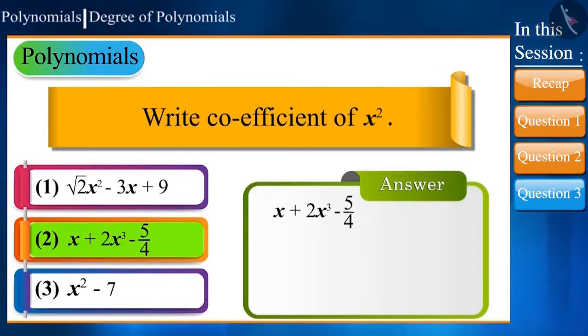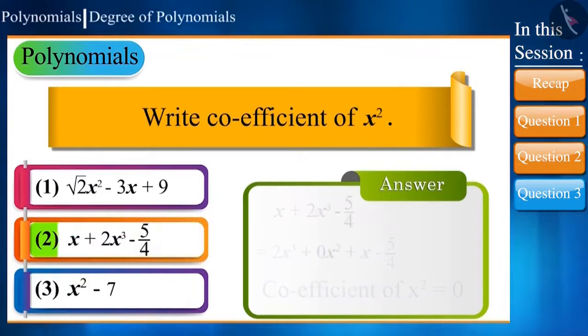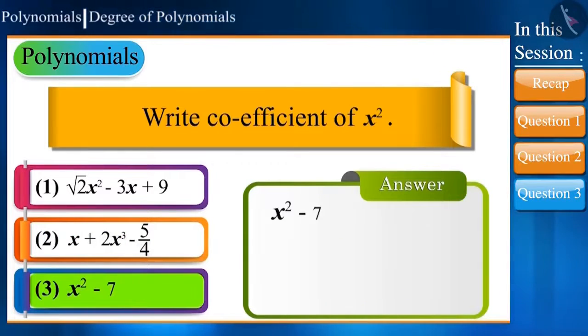Here, x² is not present in the equation. Now, how to find its coefficient? This expression can also be written like this, where the coefficient of x² is 0, and hence this complete term is 0. In an expression of polynomial, if the x² term is not present, then its coefficient will be 0. The next polynomial is x² minus 7.